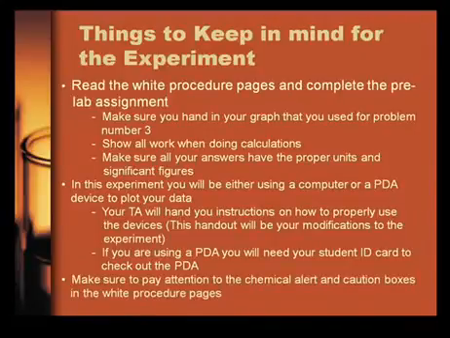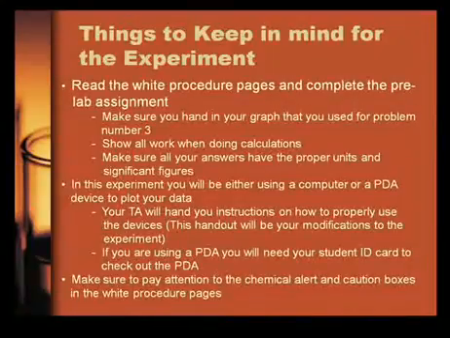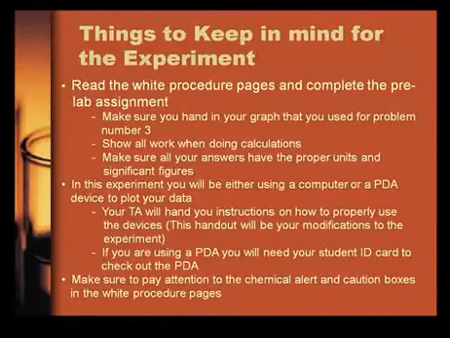Make sure you pay attention to the chemical alert and caution boxes in the white procedure pages. You will be dealing with acids and bases, so please know how to handle them properly and the safety precautions associated with each of them.